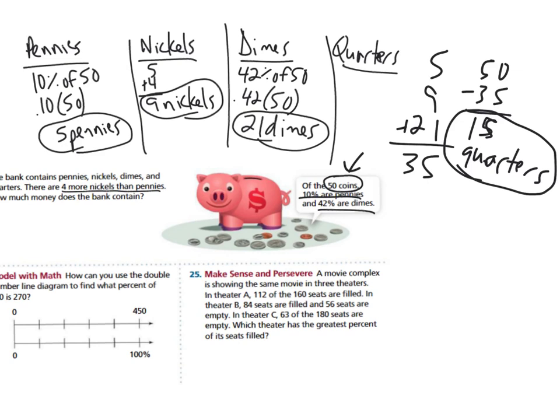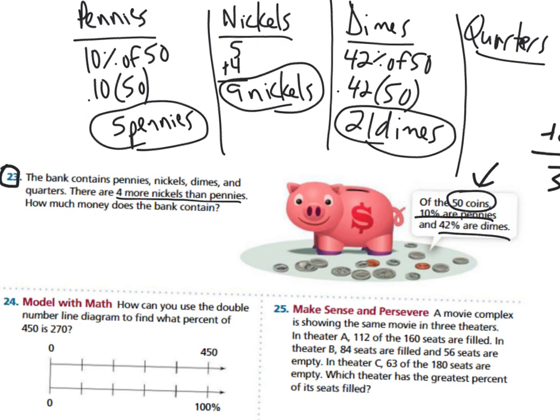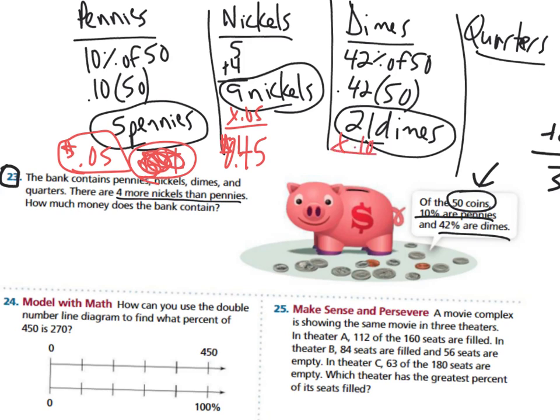And we might think we're done. We're not quite done yet, because the question is, how much money does the bank contain? So if we had 5 pennies, that would be 5 cents. 9 nickels, those are 5 cents each. That would be 45 cents. And I guess I'll put these in more of a dollar format. 21 dimes, that would be $2.10.